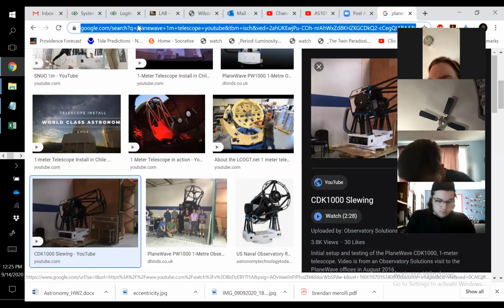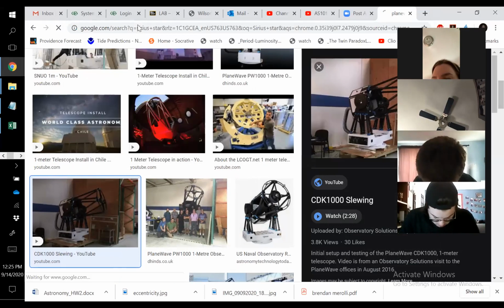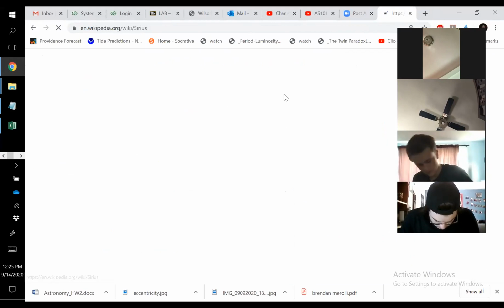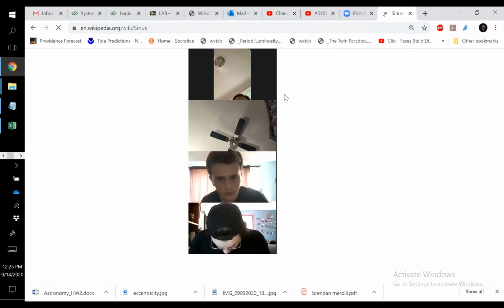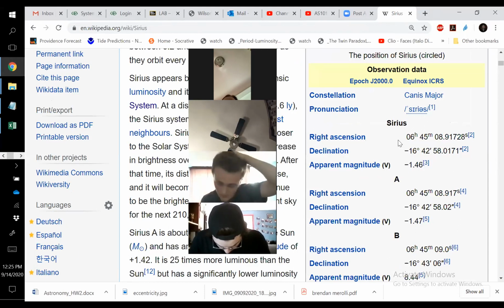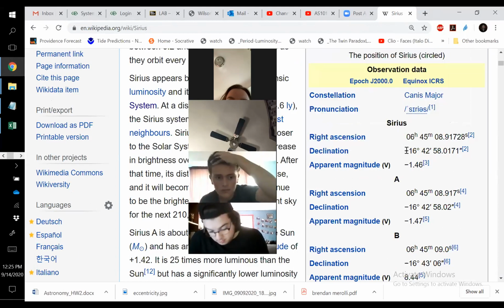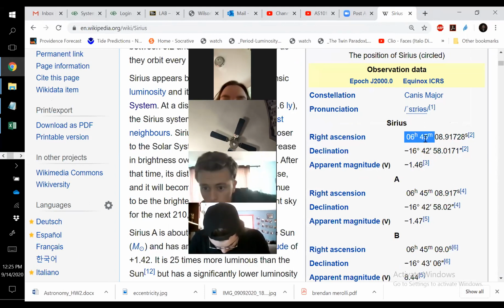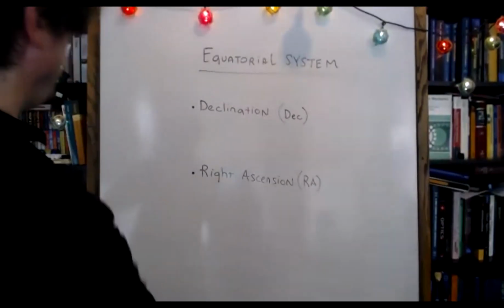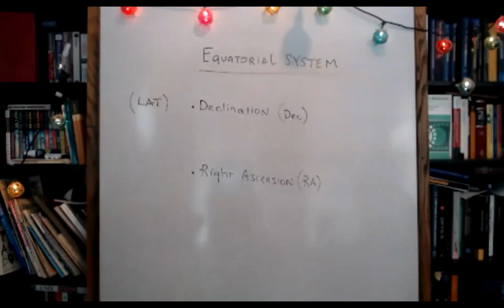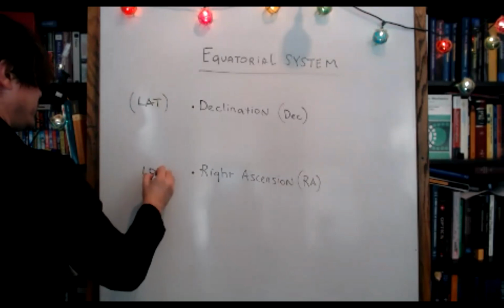Let's look at a star like Sirius. And let's go to the Wikipedia page where they'll have its coordinates, its right ascension and declination. And here you can see the declination is minus 16 degrees. But notice the right ascension is displayed in a weird format, 6 hours and 45 minutes. Declination is the equivalent of latitude on the sky. And right ascension is kind of like longitude on the sky.